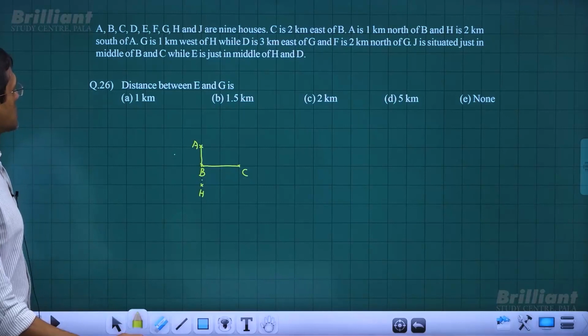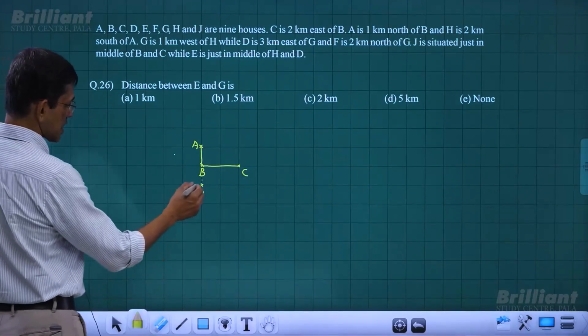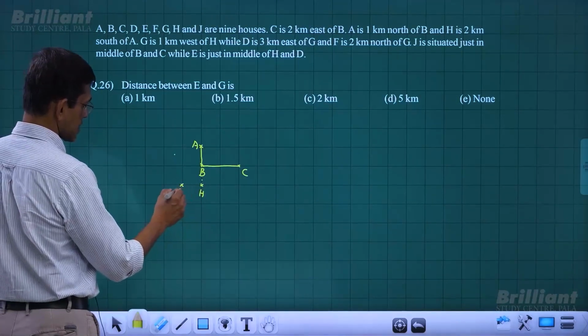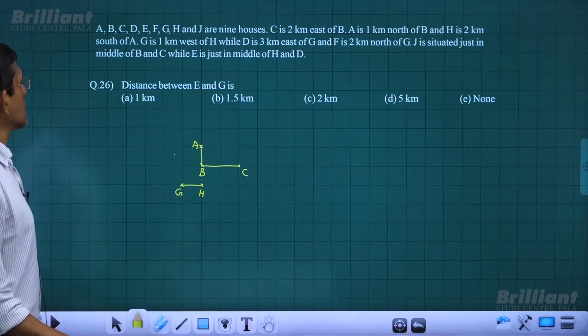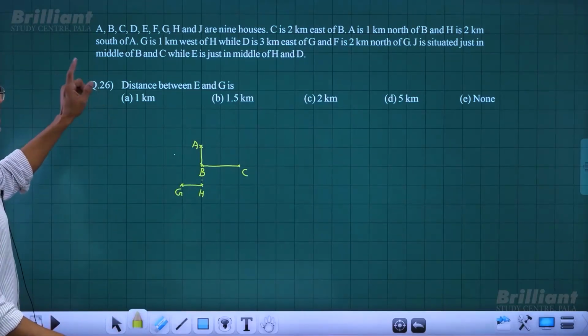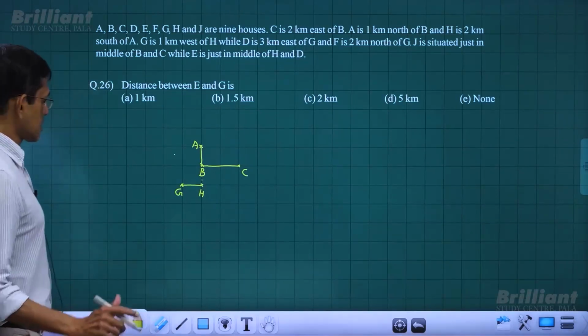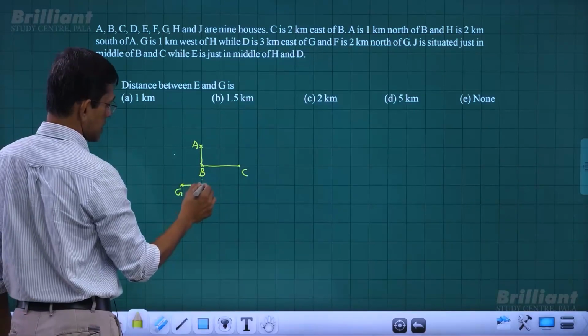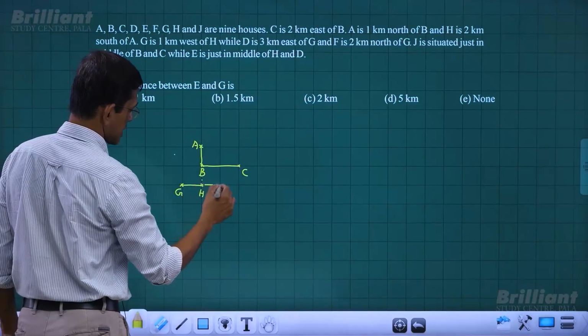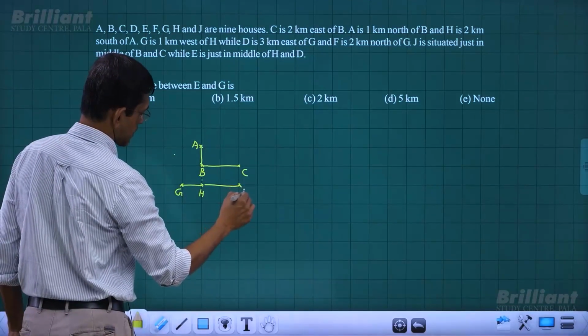And G is 1 kilometer west of H. So G is here. While D is 3 kilometers east of G. 1, 2, 3. So D is 3 kilometers east of G.